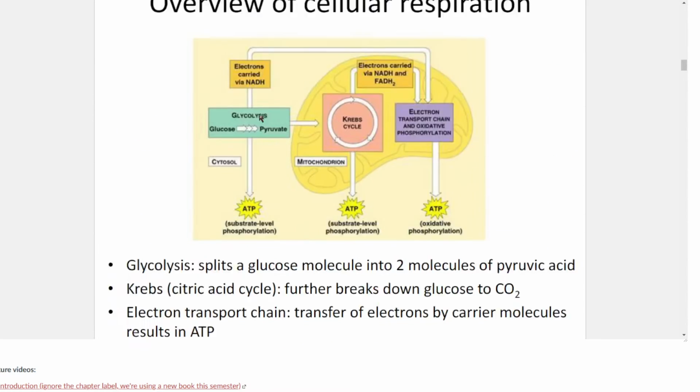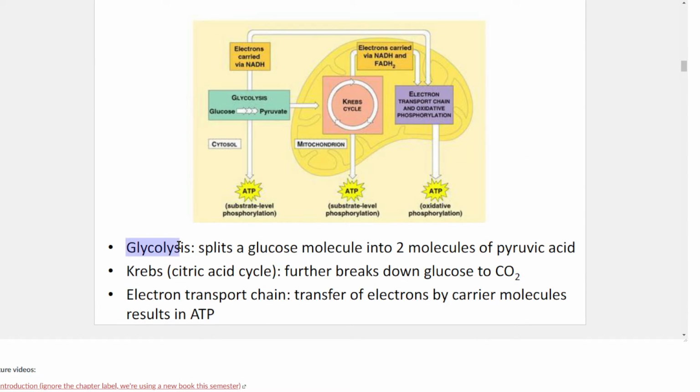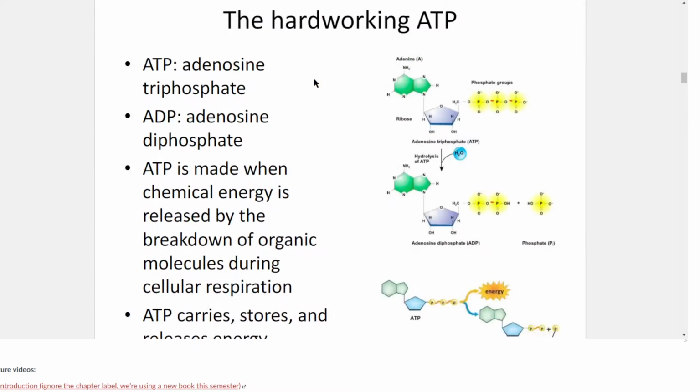We can split it up into three stages: glycolysis, Krebs, and the electron transport chain. Glycolysis goes from glucose to pyruvate. Krebs will produce the things we need for the electron transport chain and oxidative phosphorylation. We also have a mini step when we go from the cytoplasm to the mitochondria.